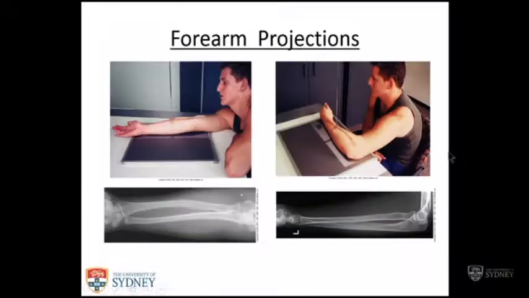Now, why do you do an AP and lateral? We do that because simply, if you do a PA, your radius and ulnar cross. To separate them, we need to go AP. So if you do PA, you look at a PA forearm, your bones overlap. They cross. So AP separates them.